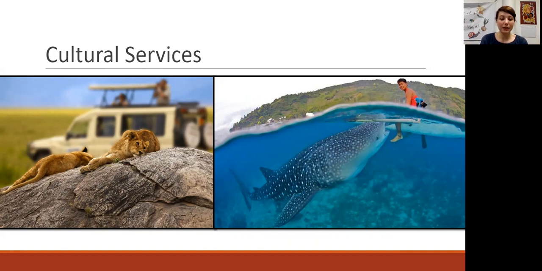Same with safaris in Africa. A lot of people pay a lot of money to go and see elephants being elephants, and the goal is that it replaces the income of people who might be tempted to kill elephants to make money off of those tusks instead.